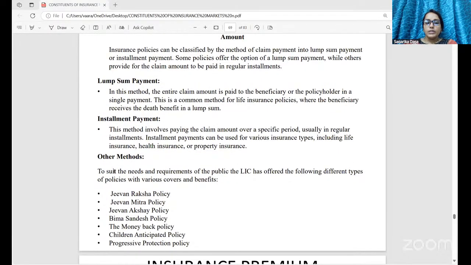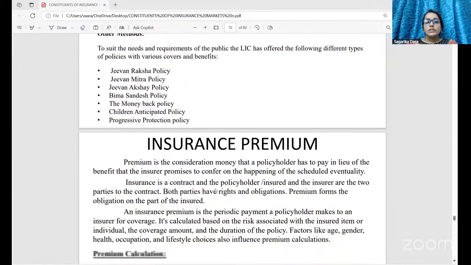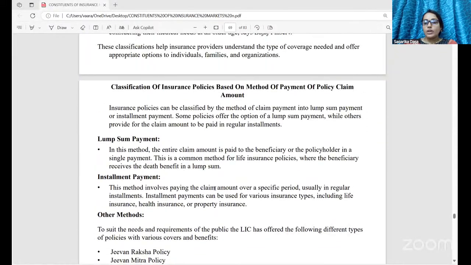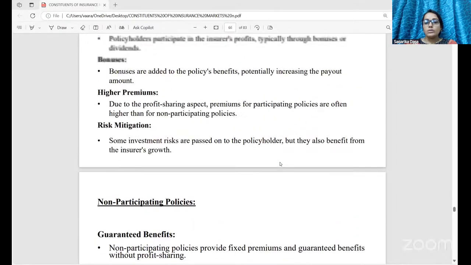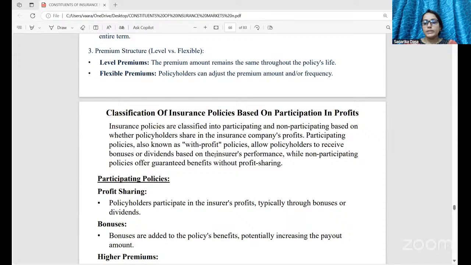We also have other methods like Jeevan Rakshak policy, Jeevan Mitra policy, Jeevan Akshay policy, Bima Sandesh policy, the money back policy, children anticipated policy, progressive protection policy. These are some of the other types, which are also covered based on the benefits that the policy holder receives from the insurance companies. So these are the classifications of insurance policies based on the duration, based on the claim amount, based on the number of persons, and also based on participation and non-participation in the profits.